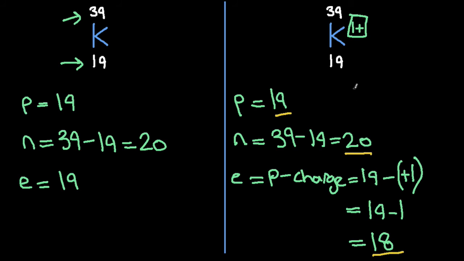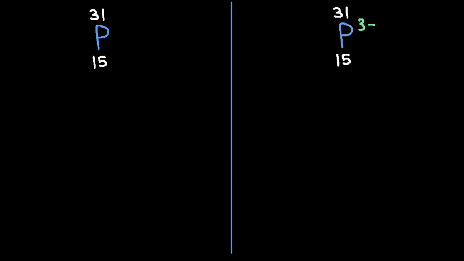So the main thing you always want to watch out for is, does the atom or the ion have a charge? Because that's really going to affect your number of electrons, and you just need to be wary of that. So we're going to try one more question, and for this one we have a phosphorus atom and a phosphorus ion. If you like, you could pause the video now and try it out on your own and see if you're able to do it.